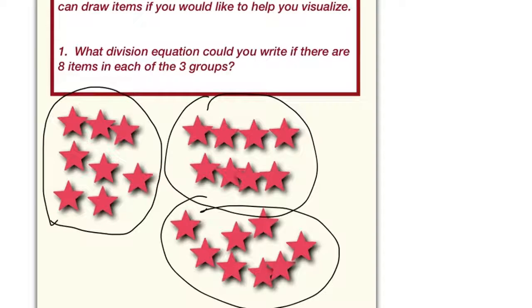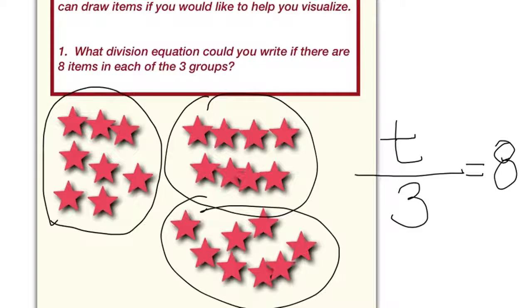What division equation could you write if there are 8 items in 3 groups? Well, if we didn't know how to count and we just wanted to make up an equation, we would say that our total would be, let's call it T for total, T divided by the number of groups, which is 3, equals 8 pieces. Okay? We happen to know that there are 24 items here, so if we had solved this, 24 divided by 3 does equal 8, so it makes sense. Okay, when you're ready, go ahead and go to the next page.